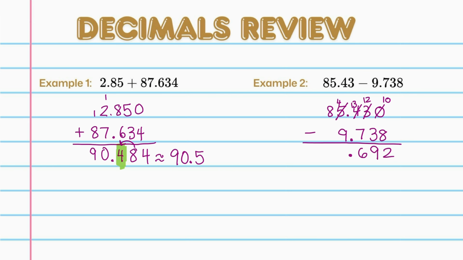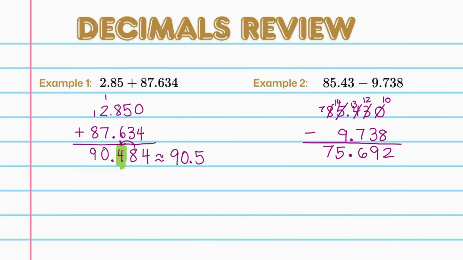We bring down our decimal. 4 minus 9, we can't do it, so we need to borrow again. So we borrow from the 8, that becomes a 7. So 14 minus 9 is 5, and then we bring down our 7. So we have our answer. Our answer is 75 and 692 thousandths.